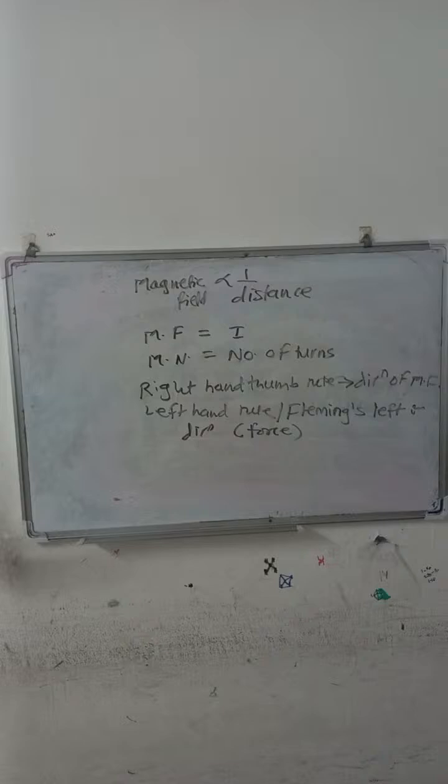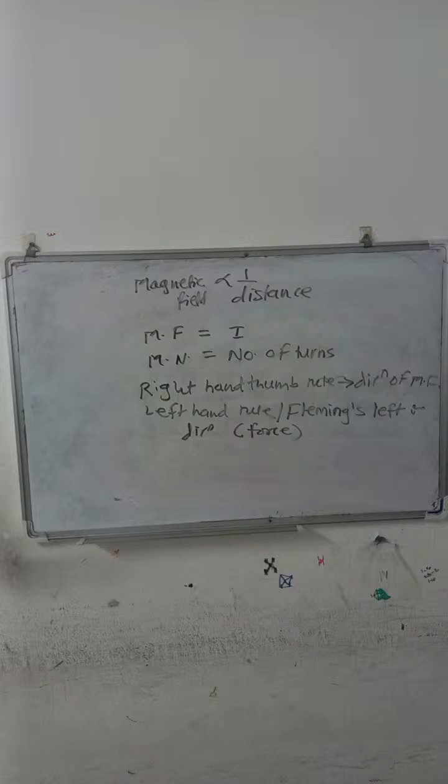Here first they are asking the two factors on which the magnetic field produced depends. Just now I told you, the magnetic field depends on the current: the more current flowing, the more magnetic field produced. You can see on the board, the magnetic field is directly proportional to the current and inversely proportional to the distance. If the number of turns is more, then the magnetic field is also more. These are very important parts which I covered today.